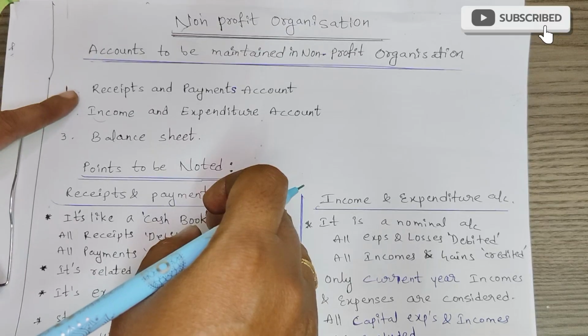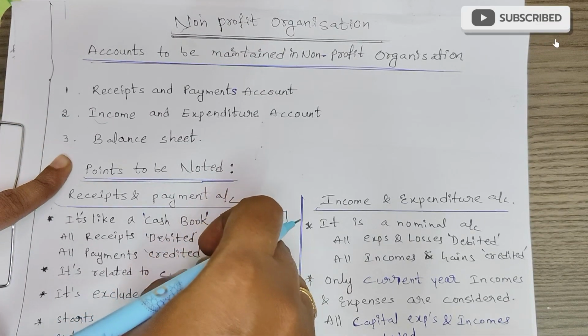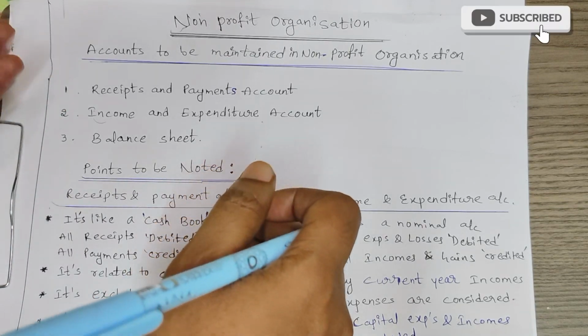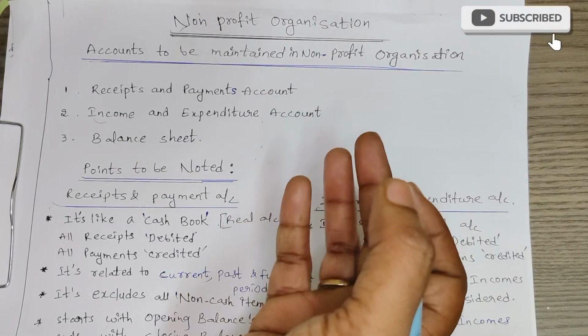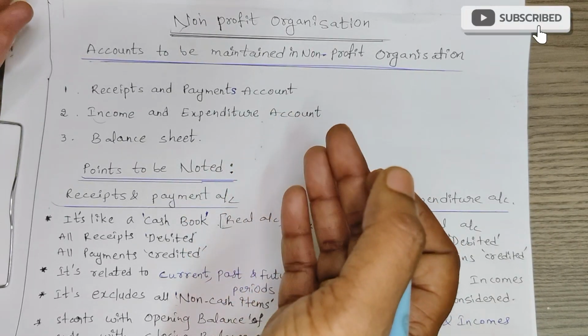First one is receipts and payments account. Second one, income and expenditure account. And third one, balance sheet. So, receipts and payments account. The receipts and payments account is a real account: what comes in, debit; what goes out, credit. It's like a cash book. So all receipts should be debited, all payments should be credited.